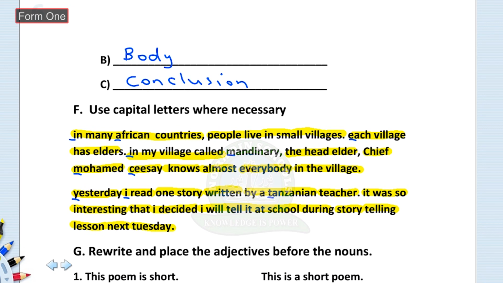Now look at this last and final sentence. In the first place, the beginning of the sentence should be capitalized. The sentence begins with it, therefore the I should be capitalized. It was so interesting that I, and the pronoun I should be capitalized. Decided I again, it should be capitalized, the pronoun I. We'll tell it at school during storytelling lesson next Tuesday. Tuesday is the name of a particular day. It's a proper noun, so it should be capitalized.